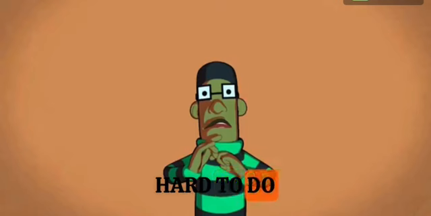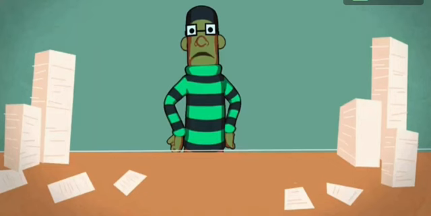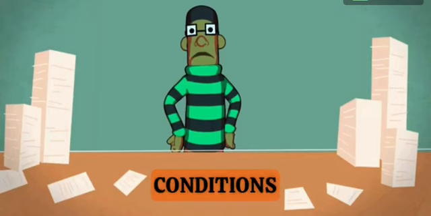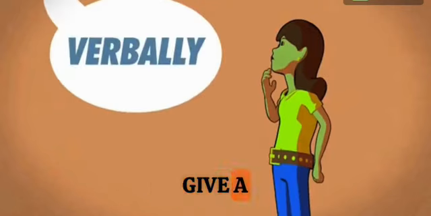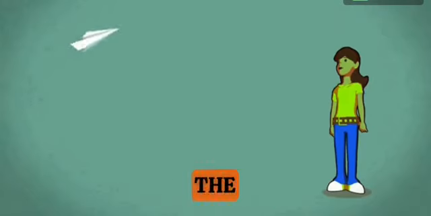It is very hard to do this without an attorney. It's important you have all your evidence, like proof you paid your rent or pictures of the bad conditions, and any witnesses with you. After the trial, the judge will either give a decision verbally or will mail the decision.